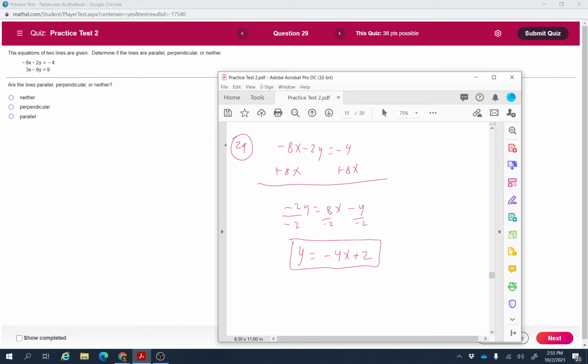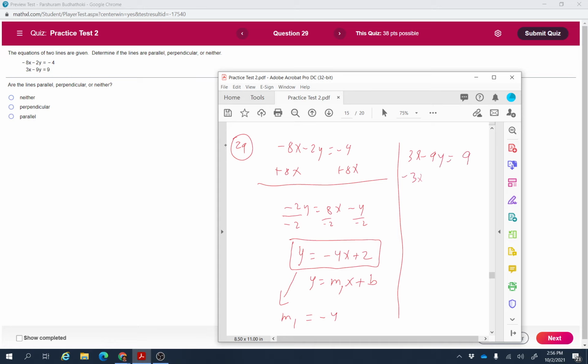From here, if you compare this equation with y equal mx plus b, then the number in front of x is your slope for this equation. In this case, let's say the slope is m1, which is negative 4. And we're going to do the same thing for the second part, which is 3x minus 9y equal 9.